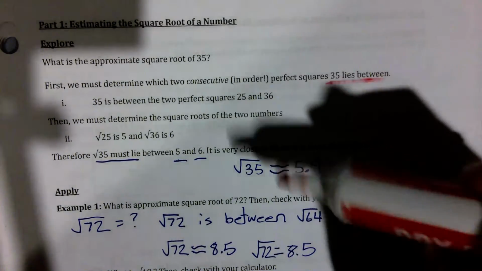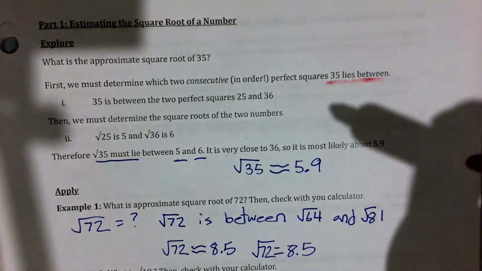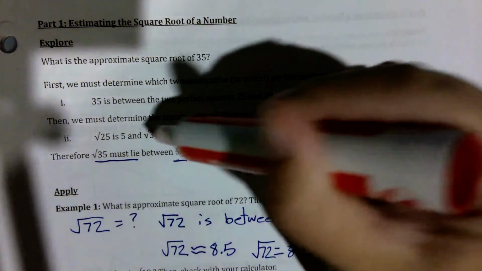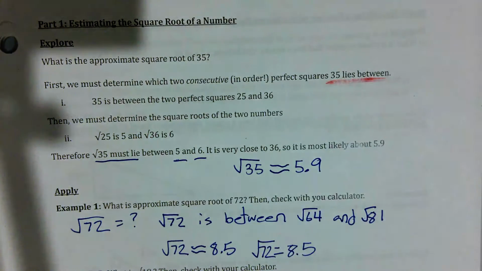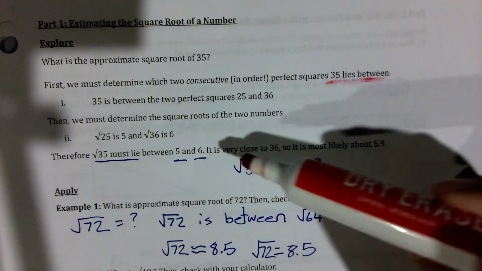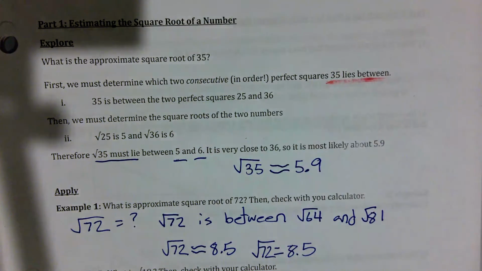So therefore, we must determine the square root of the two numbers. Square root of 25 is 5. Square root of 36 is 6. Therefore, the square root of 35 must lie between 5 and 6. It is very close to 36, so I'm going to estimate. I'm going to make my best guess.